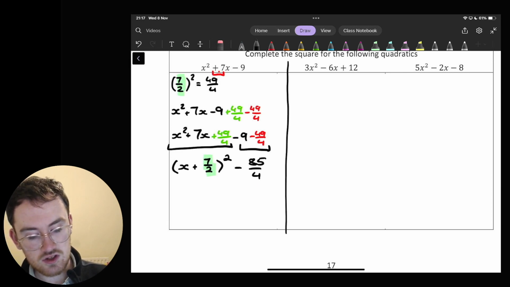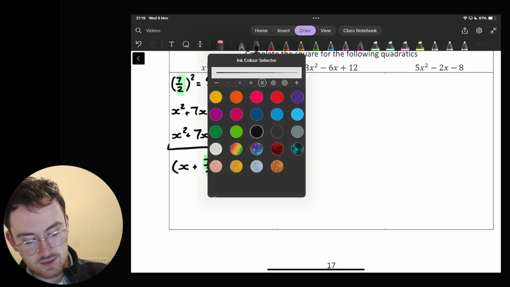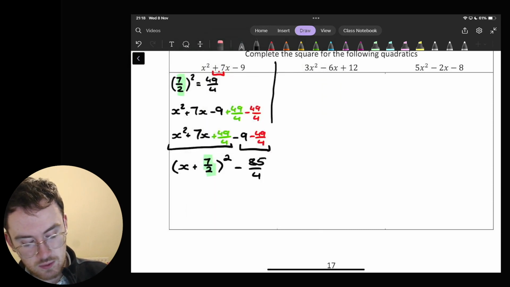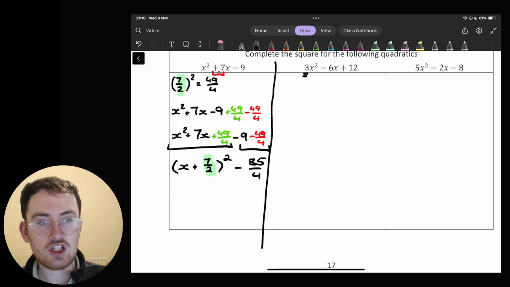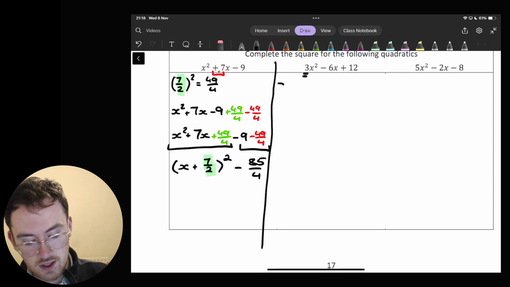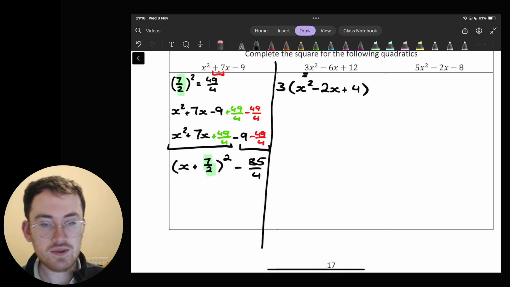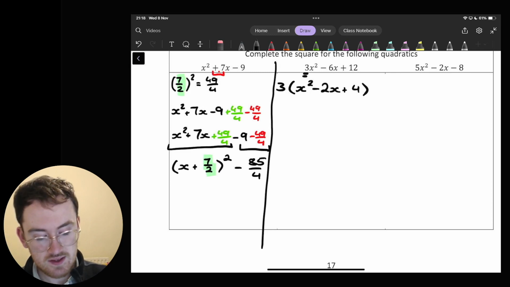Looking at the next quadratic here then, I'm just going to give myself a little bit more space for this one because there's a bit more to do. The first thing we need to do is deal with this coefficient here. So we can't do completing the square if we have a coefficient of x squared. So I need to factor that out. 3 times x squared minus 2x plus 4. So we end up with a nice one this time where it factors out quite evenly.